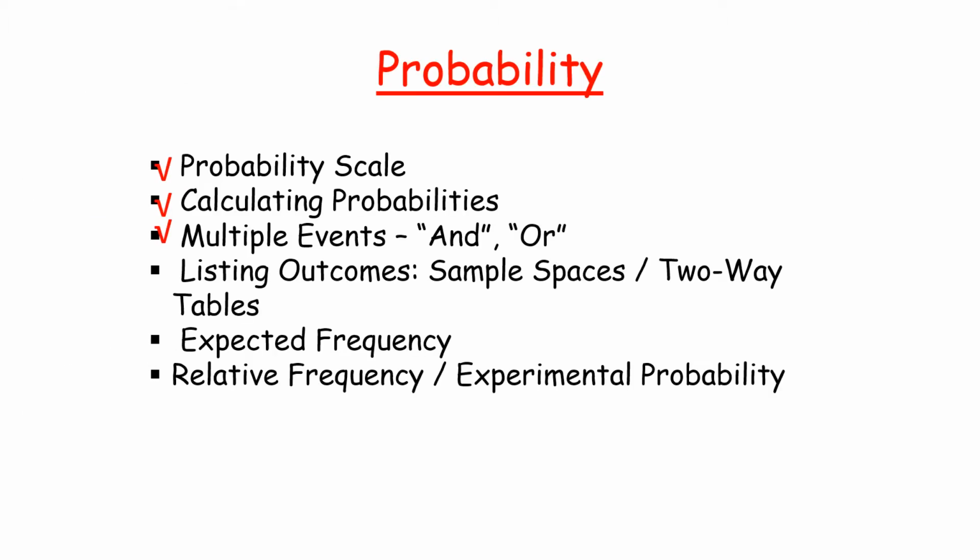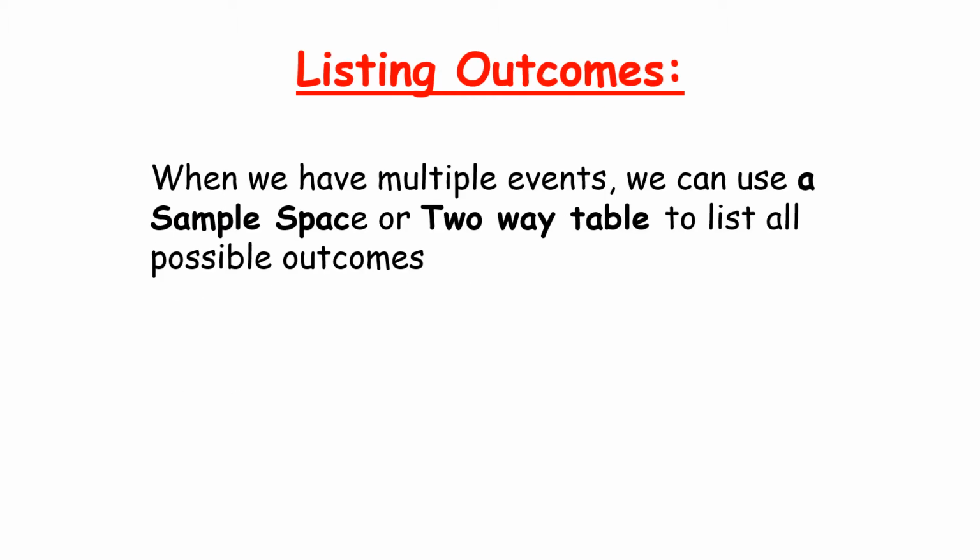So just to go back over the list that we wanted to review, in the last video we had probability scales, we calculated some probabilities and we looked at multiple events. So now we're going to look at listing outcomes using two-way tables, and the last two pieces we're going to do in the video for tomorrow's class.